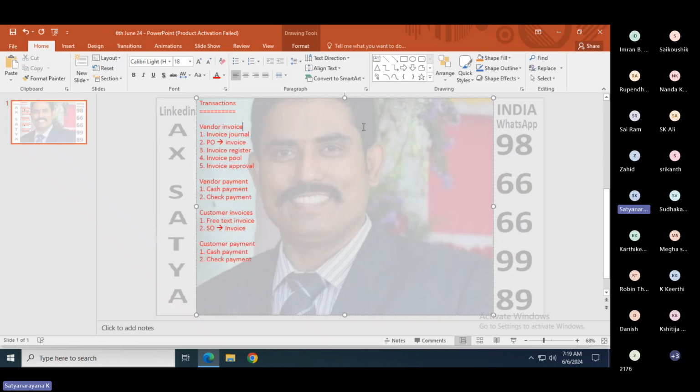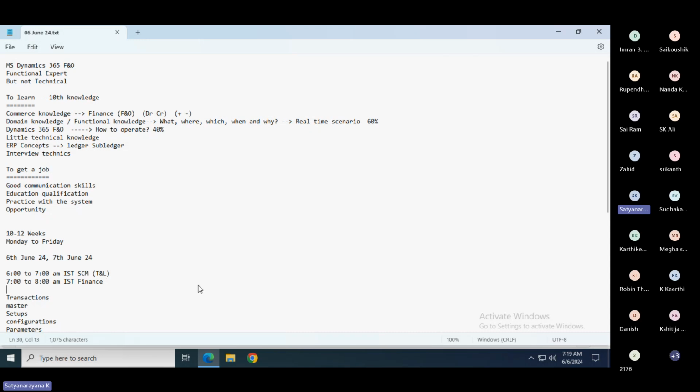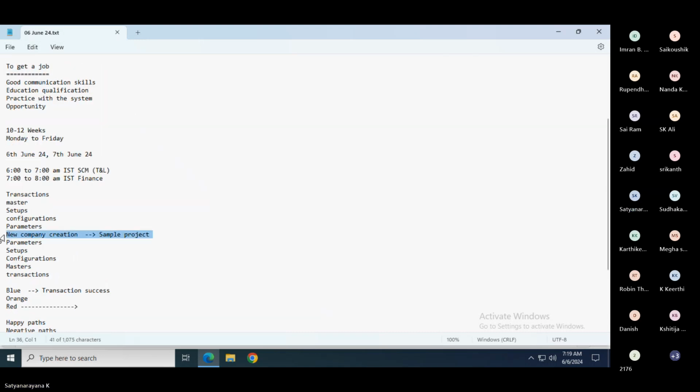But we need to test it. We need to provide training to some other people, that is, business users or end users. For them, we are learning these things. So your task is this one: company creation process, parameters, setups, configurations, masters. Transactions is not your task at all.